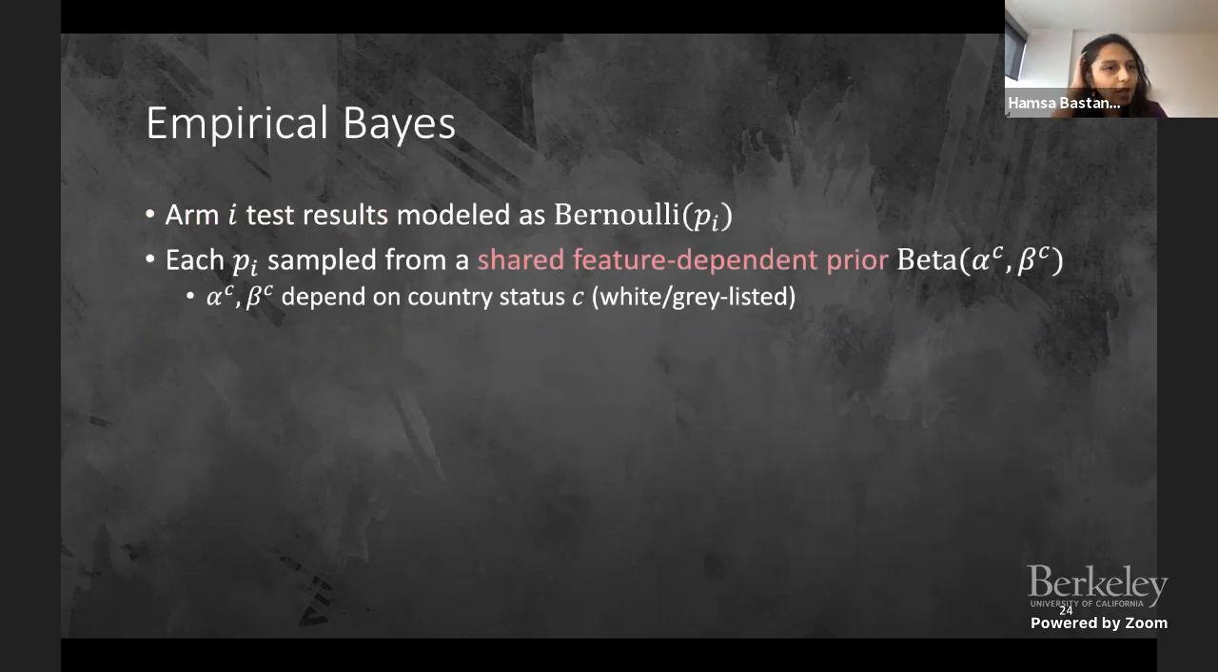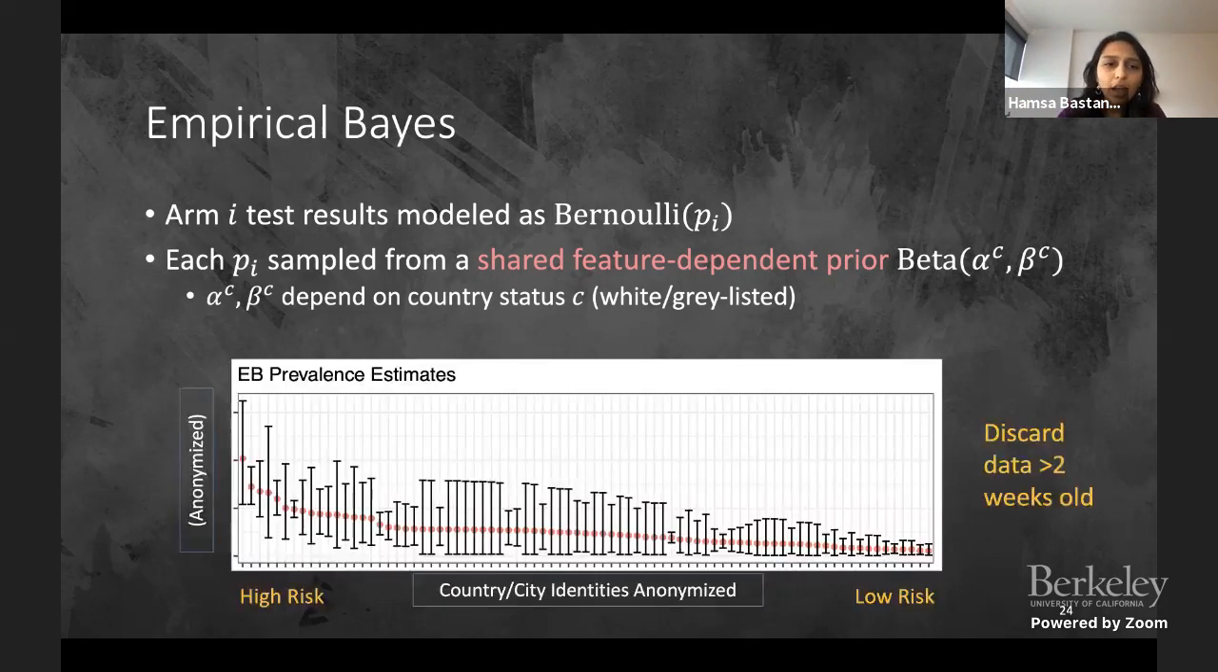So for the first challenge, what we did was we took an empirical Bayesian approach. So we're modeling every arm's test results as a Bernoulli because it's binary feedback. And to do some sort of information sharing across arms to help us reduce variance, we assume that every PI is sampled from a shared feature-dependent prior, for which we chose the conjugate distribution, the beta distribution. And the parameters of this beta distribution depend on whether the country is a whitelisted country or a gray-listed country, essentially.